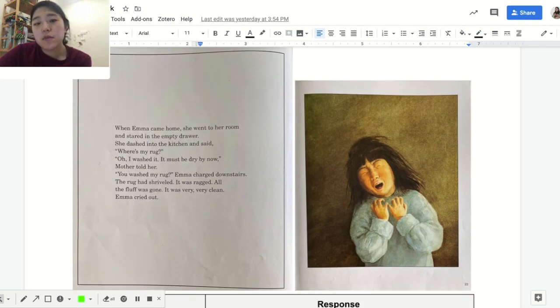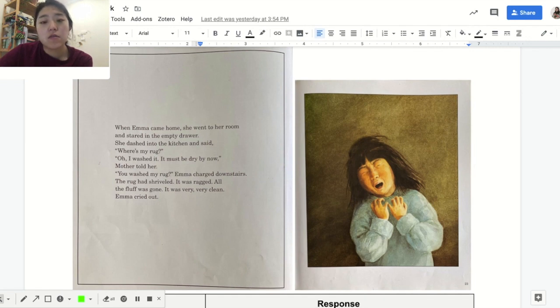When Emma came home, she went to her room and stared in the empty drawer. She dashed into the kitchen and said, "Where's my rug?" "Oh, I washed it. It must be dry by now," Mother told her. "You washed my rug?" Emma charged downstairs. The rug had shriveled. It was ragged. All the fluff was gone. It was very, very clean. Emma cried out.